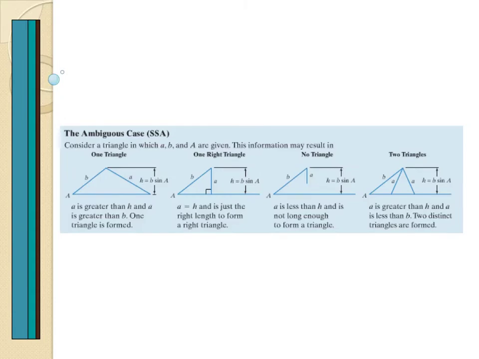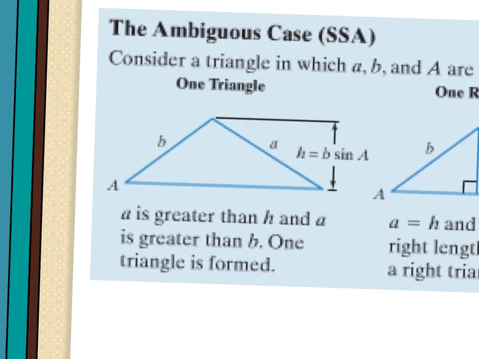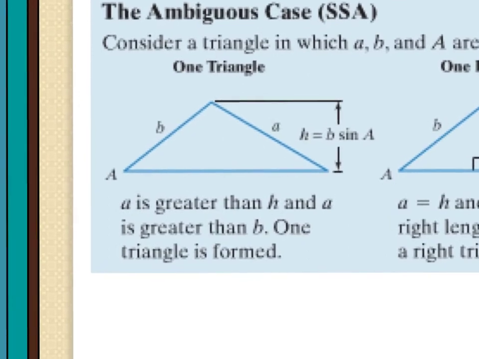All right, so we look on the far left. You have one triangle when A is greater than H and A is greater than B. So what we need is that formula that we just wrote, right? We drop the altitude, we call it H, we solve for sine A, and that's where that's coming from. Now we're going to take this proportion of H, A, and B and determine how many triangles we have, or do we have one at all.